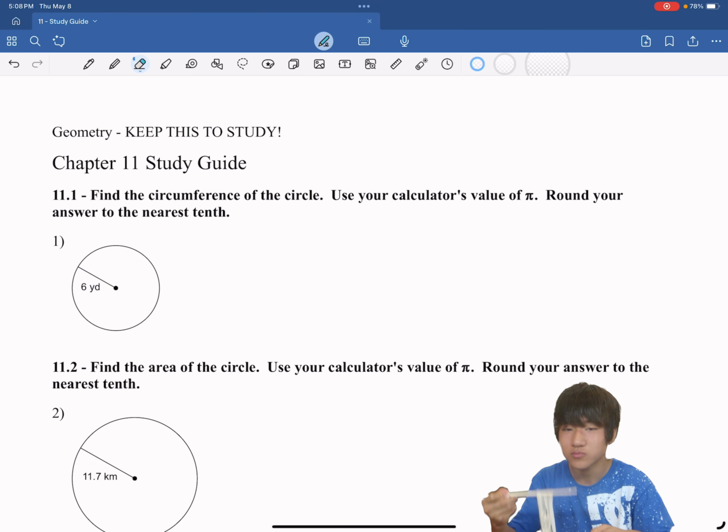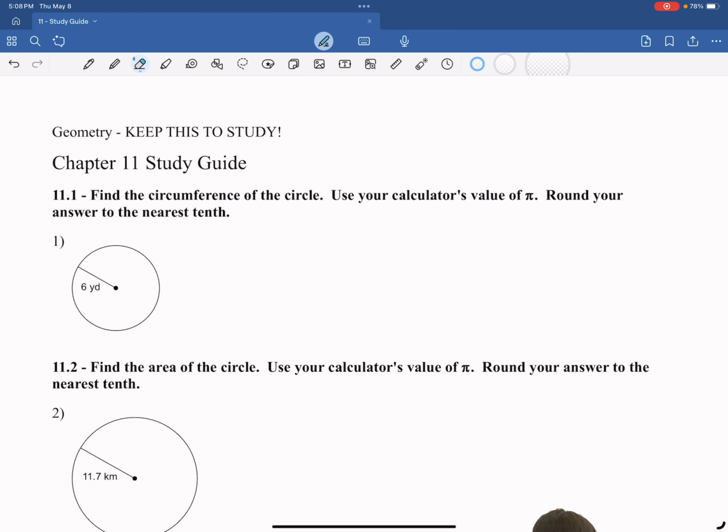Okay, let's jump straight into it. Chapter 11 study guide. This is the unit basically focused on circumference, area, and volume. As long as you can identify the shapes that are given in this unit, you should be able to apply the formula for whatever it is that they're asking you to find.